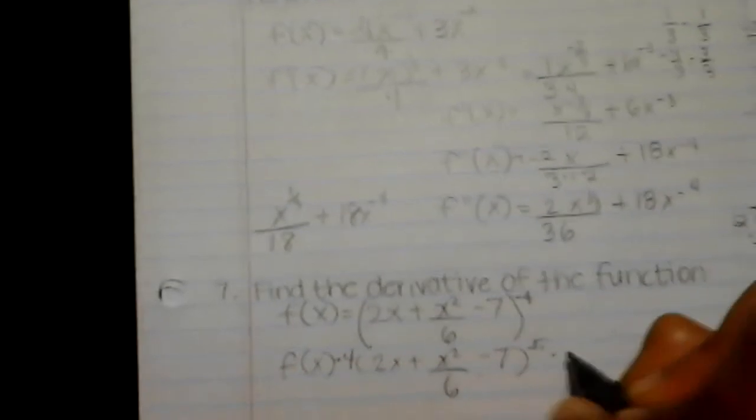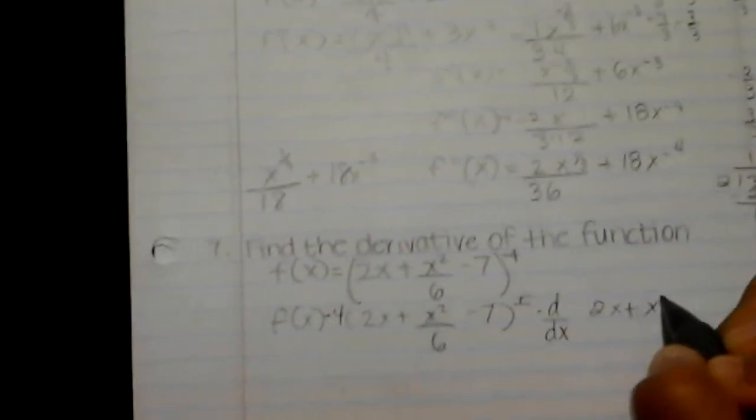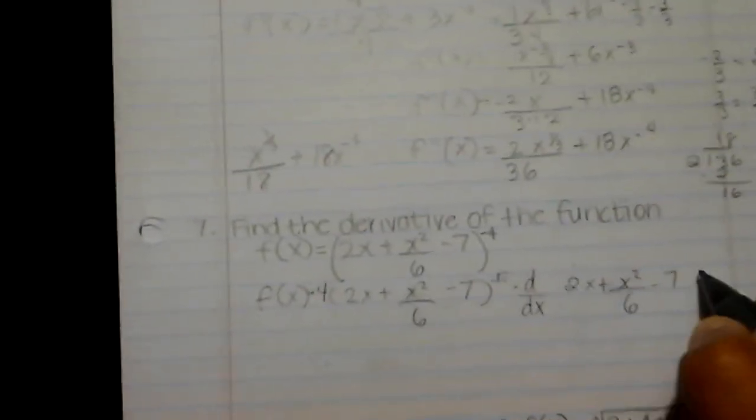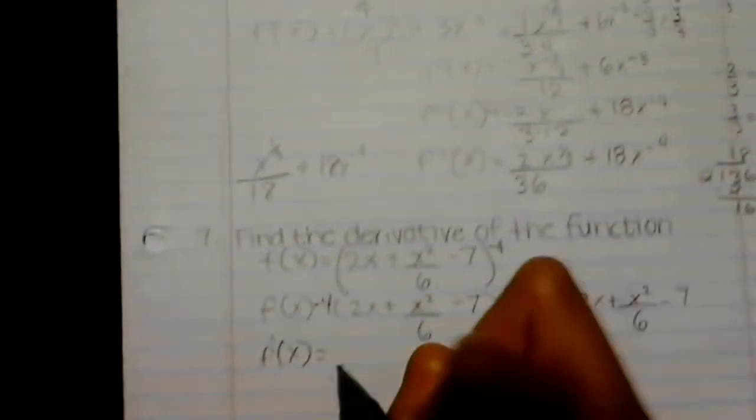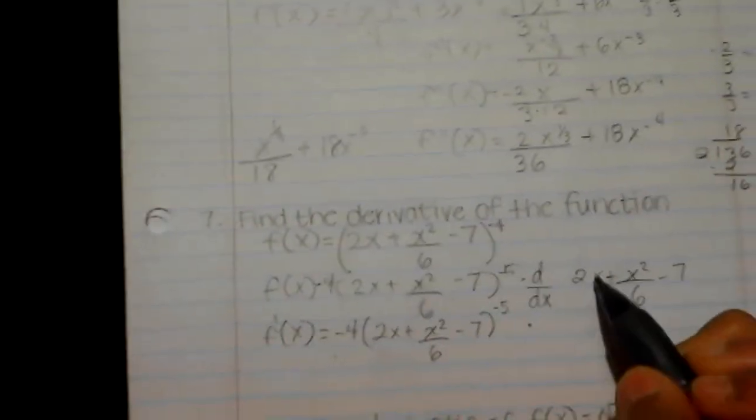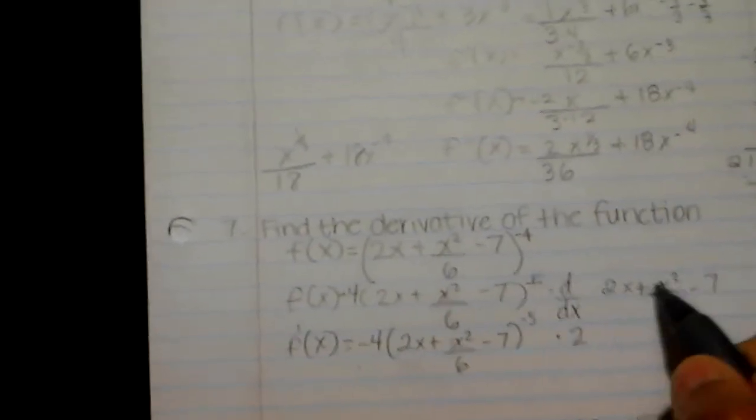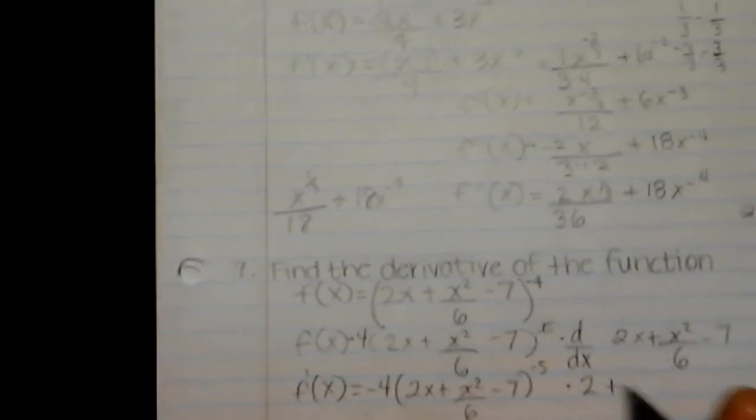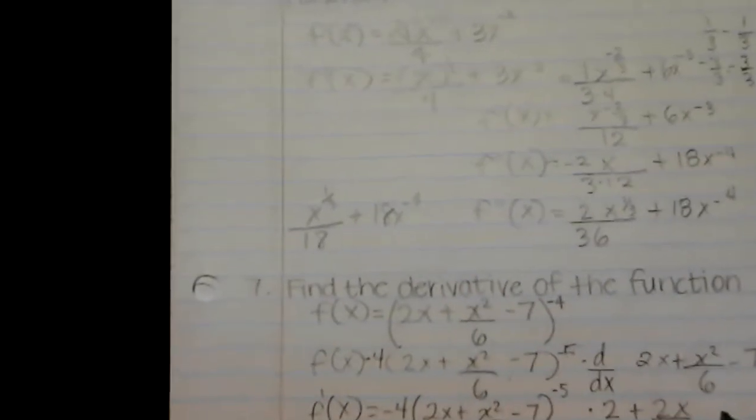-5. Now I'm going to find the derivative of this inside function. 2x plus x squared over 6 minus 7. And we write the equation down here. F prime equals -4, 2x plus x squared over 6 minus 7, close parentheses, -5, times the derivative of 2x, which is 2. The derivative of x squared over 6 is 2x over 6. And the derivative of 7 is 0.